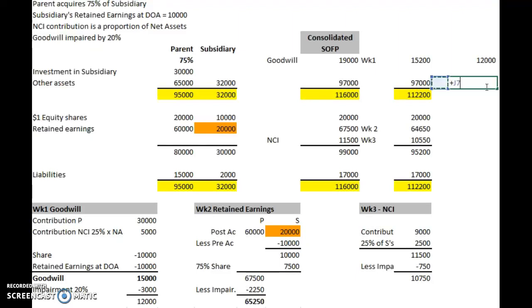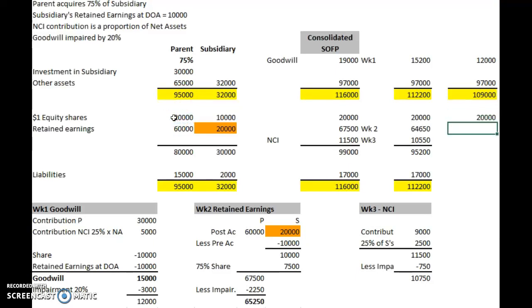These won't change, of course. Other assets exactly the same as before. So let's sum these two together to give us our total assets. That comes to 109,000. So you can see that's already very different from these two original figures. Let's keep building. The 1,000 equity shares is just the same, parent only as always.